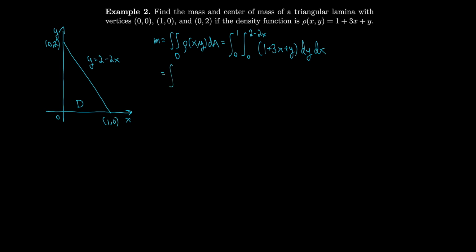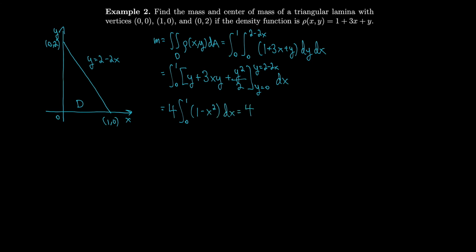So that becomes the integral from 0 to 1 of y plus 3xy plus y squared over 2, which we evaluate from y equals 0 to y equals 2 minus 2x. And then we take the 4 out. We get the integral from 0 to 1 of 1 minus x squared, which is 4 times x minus x cubed over 3 from 0 to 1. And that's just 8/3.